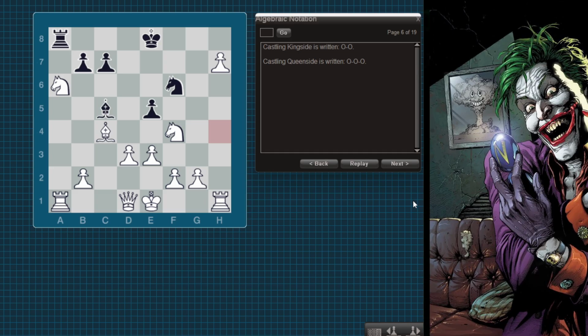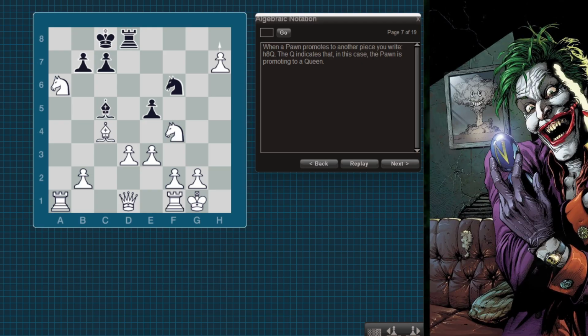Castling kingside is written O-O. Castling queenside is written O-O-O. When a pawn promotes to another piece, you write H8 capital Q. The Q indicates that, in this case, the pawn is promoting to a queen.